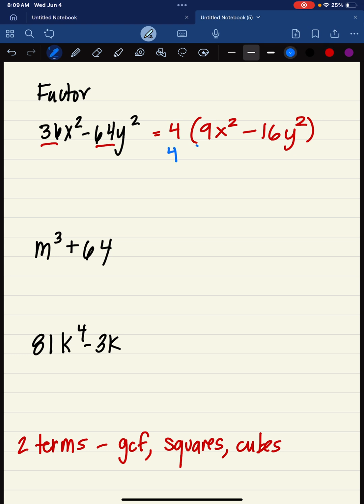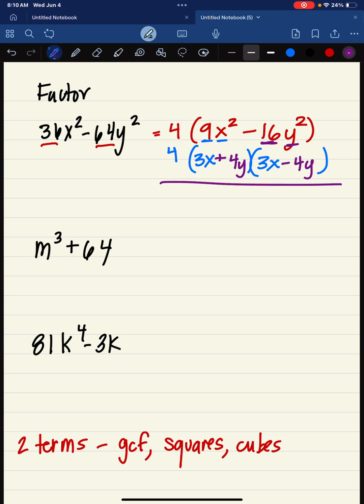Now then, when I look at what's left, I have squares. The square that makes 9 would be 3, and the square that makes x squared would be x. So that's 3x times 3x. And the square that makes 16 is 4, and the square that makes y squared is y. So that's 4y times 4y, and one is positive, and one is negative.